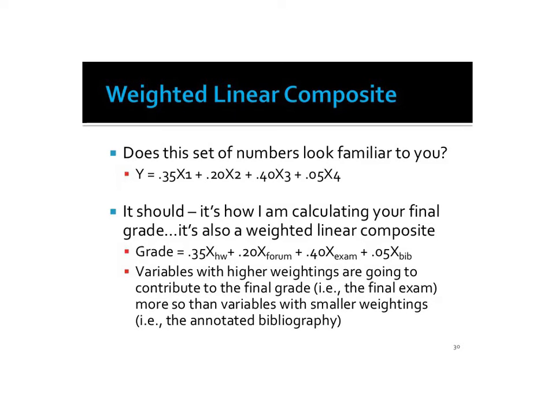Variables with higher weightings are going to contribute more to the final grade, so exams and homeworks, whereas smaller weightings like the annotated bibliography really aren't going to affect your grade a ton. They still play a role, but not a very big one. So to go back to our example with the career scaling test, for somebody who has high English skill or somebody who's going into business, it might be less important for them to have high deductive reasoning, but other analytical skills might be important. So some things will be weighted higher, some things will be weighted lower.